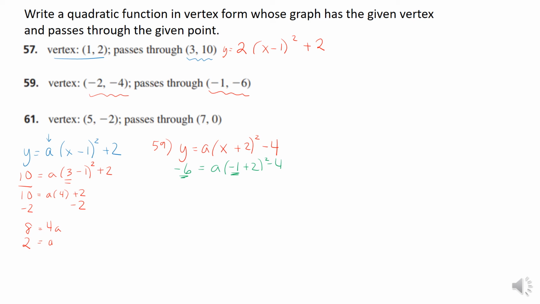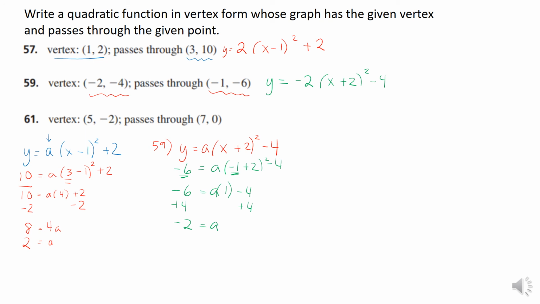So now I'm going to solve for a. Negative 6 equals a times negative 1 plus 2 is 1 squared is 1 minus 4. I'm going to add 4 to both sides. I get negative 2 equals a. So the equation for the second one is y equals negative 2 times x plus 2 squared minus 4. So finding the a was the trick we were always trying to solve for.